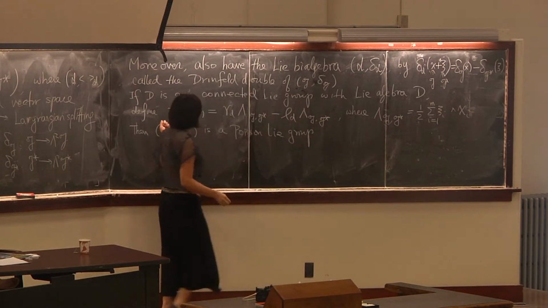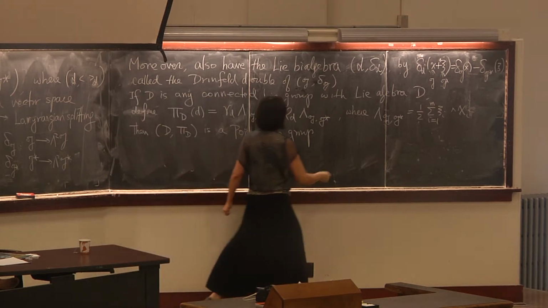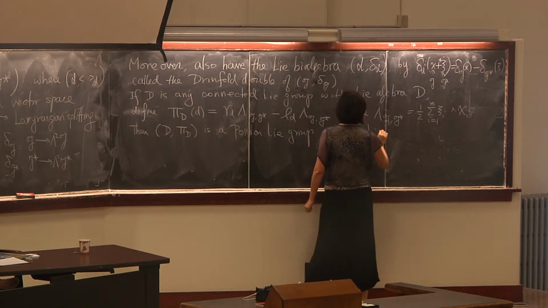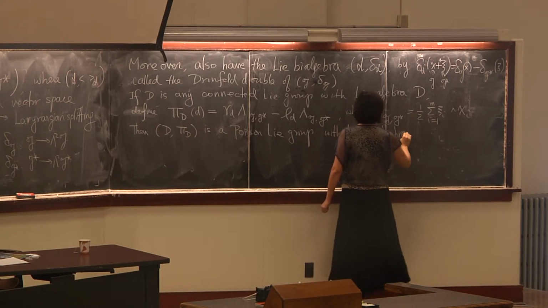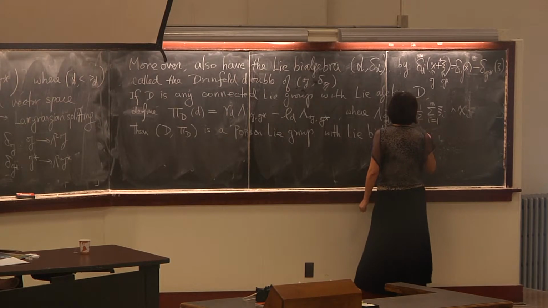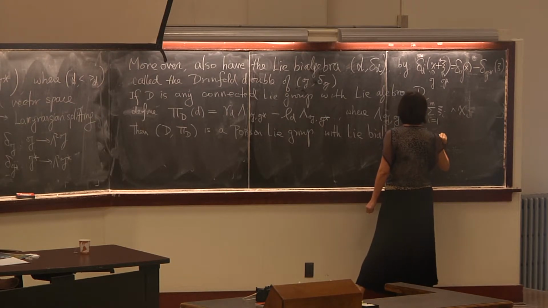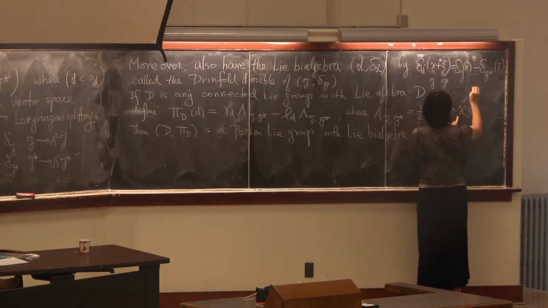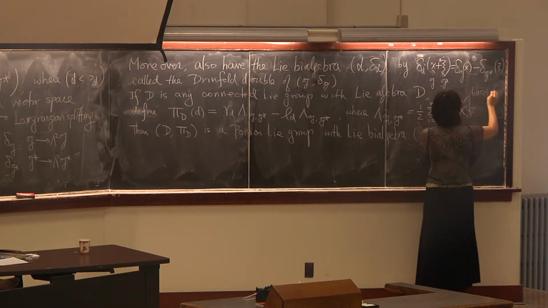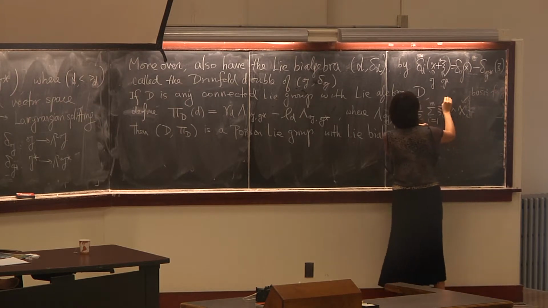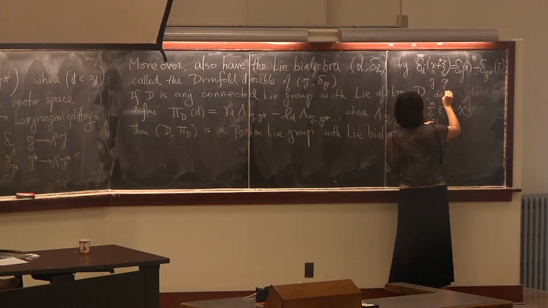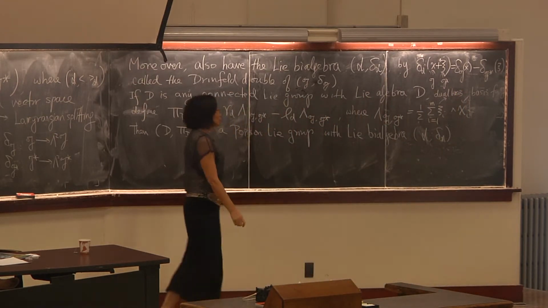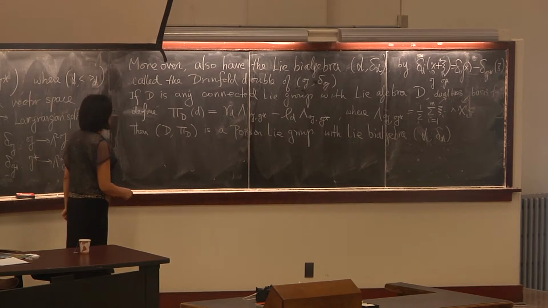So this means it's multiplicative and it's a Poisson structure with Lie bialgebra the double. So now here, this x_i is a basis for G, and this xi_i is the dual basis for G star. Okay, so you see, this construction is very straightforward.